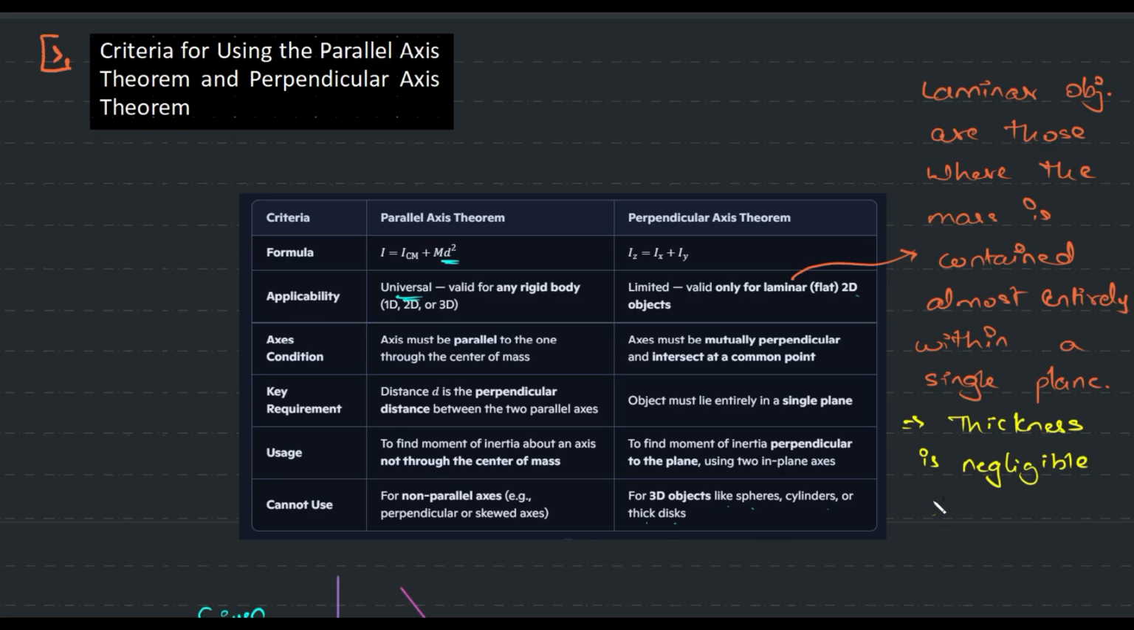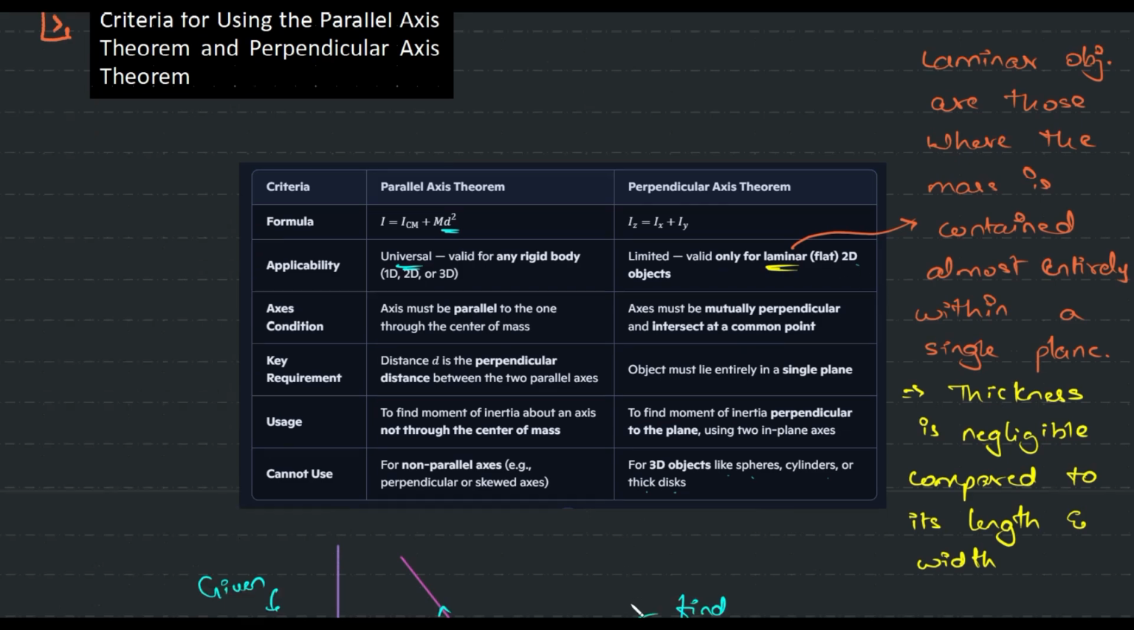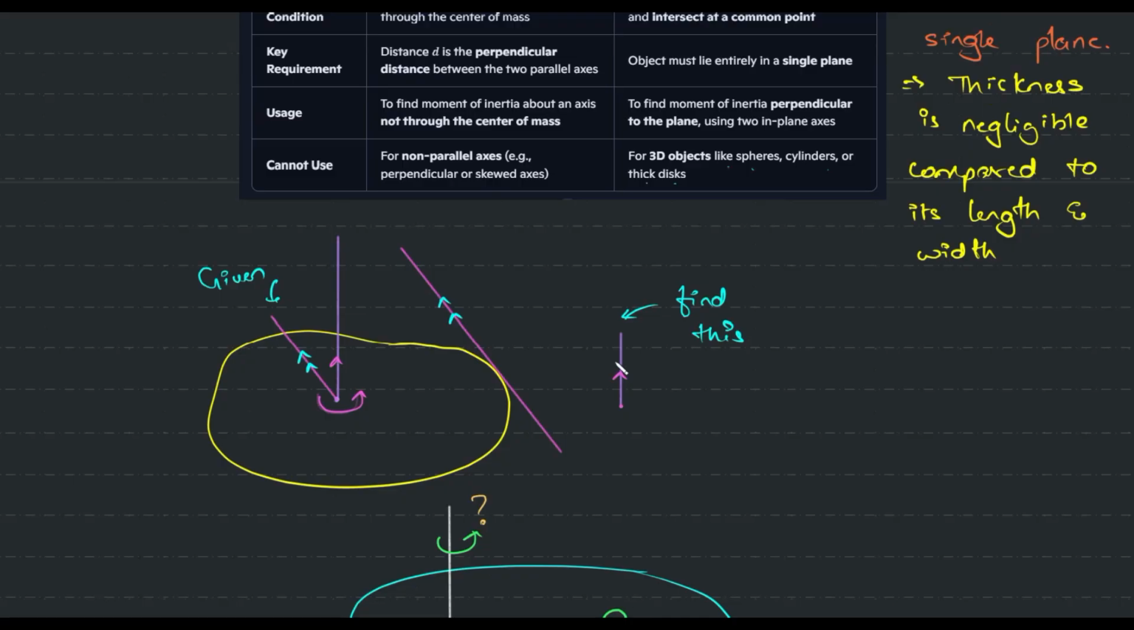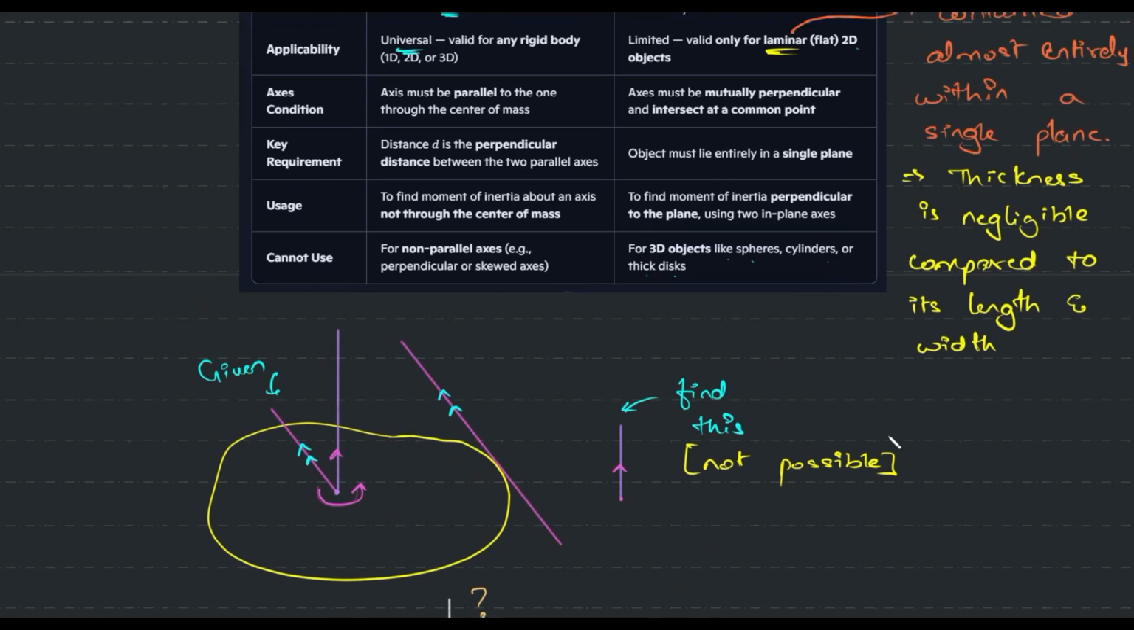Negligible compared to its length and width. Right? So keep this in mind. It's applicable only to that. This is a case of not possible. Okay, you can't do this. This is given and you're trying to find this. It's not possible. And this is your perpendicular axis. Okay.